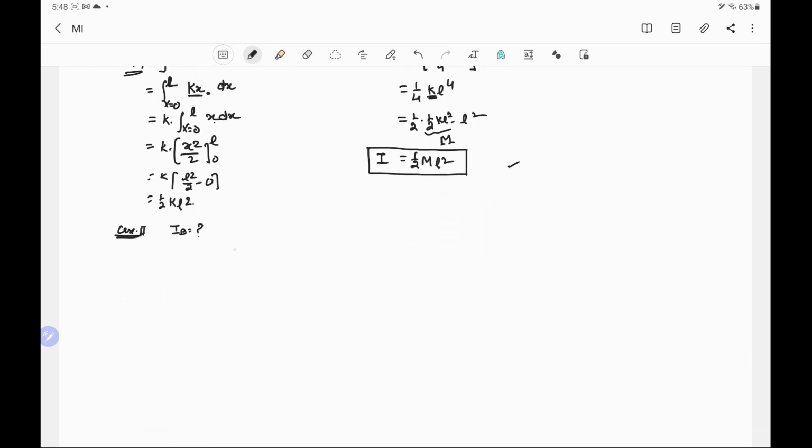For the center of mass, we use the formula: integral x dm by integral dm.